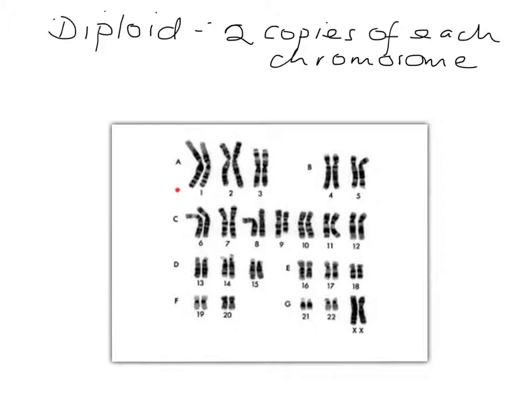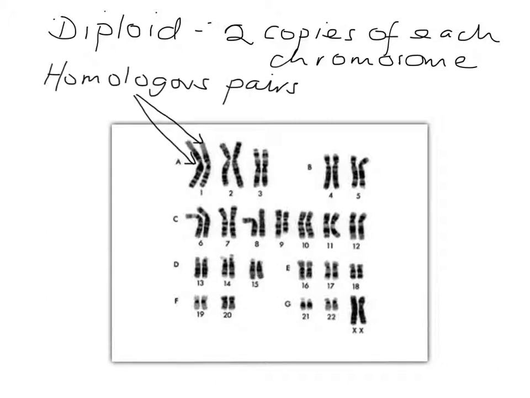This shows all the chromosomes in a normal human body cell. It is a diploid cell. Diploid means that there are two of each different chromosome. You can see here there are two copies of chromosome 1, one there and one there. There are two copies of chromosome 2, one there and one there, two copies of chromosome 3. These copies are known as homologous pairs.